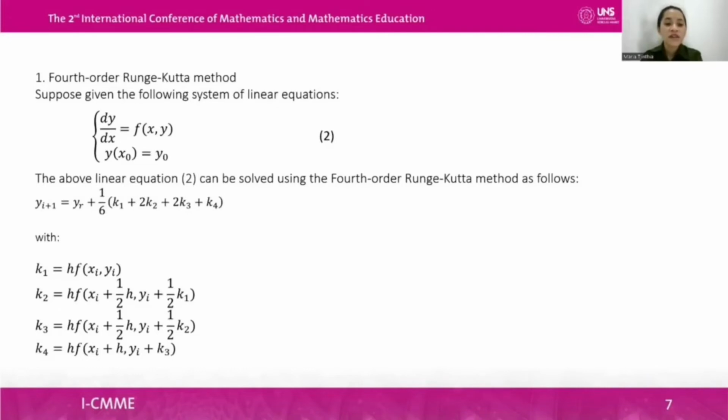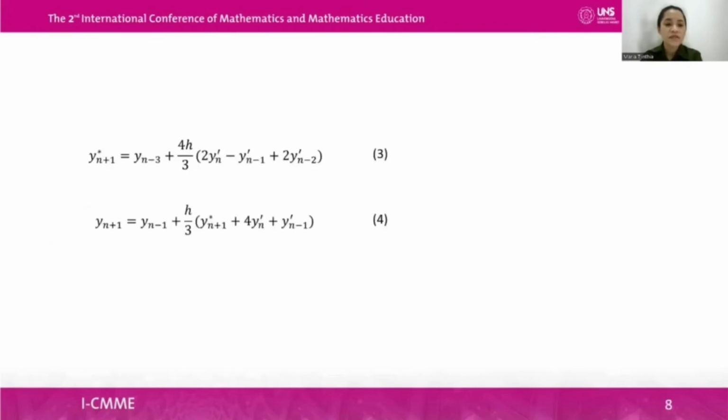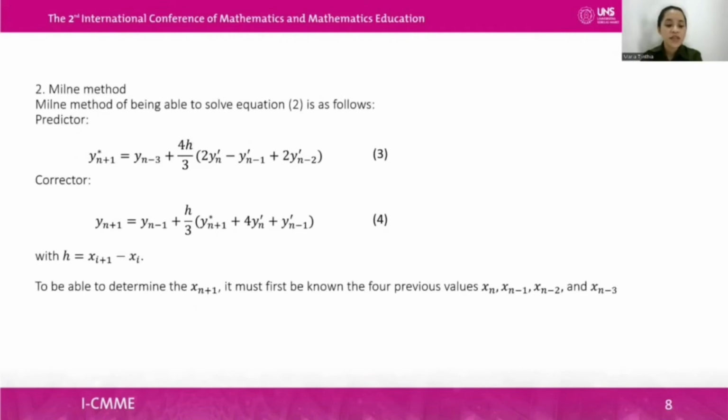1. Fourth-order Runge-Kutta method. The fourth-order Runge-Kutta method is a numerical method often used to solve differential equations. Based on the expansion of the Taylor series function, the fourth-order Runge-Kutta method has minimal truncation errors, resulting in a good solution. 2. Milne method. The Milne method is a multi-step method consisting of a predictor and a corrector to find a solution to a given initial value problem.